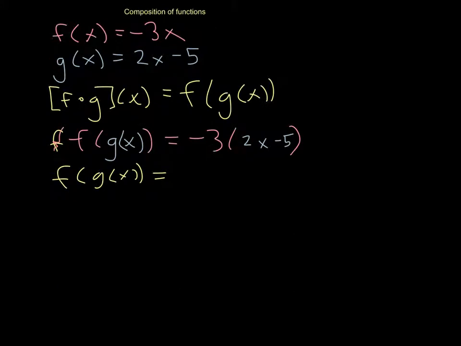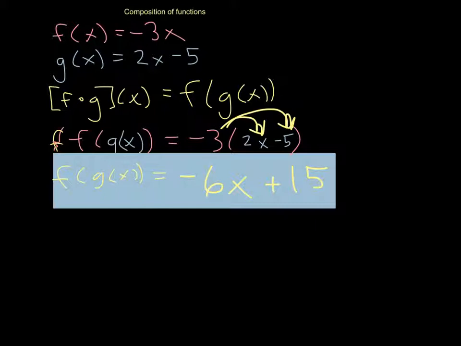Negative 3 times 2x is negative 6x, and remember we're distributing, negative 3 times negative 5 is plus 15. So what we get is f of g of x is negative 6x plus 15. That's it.